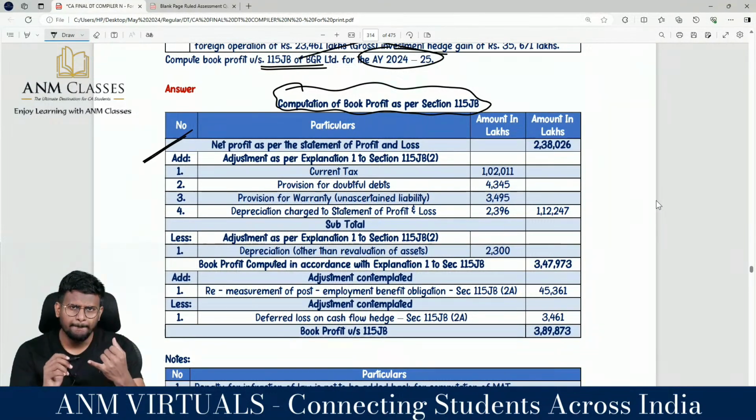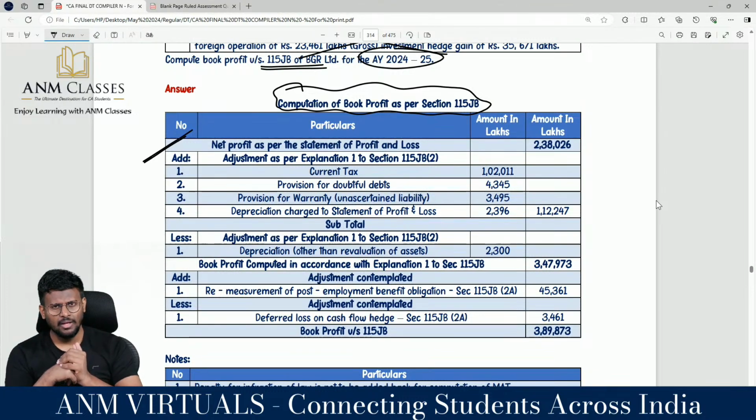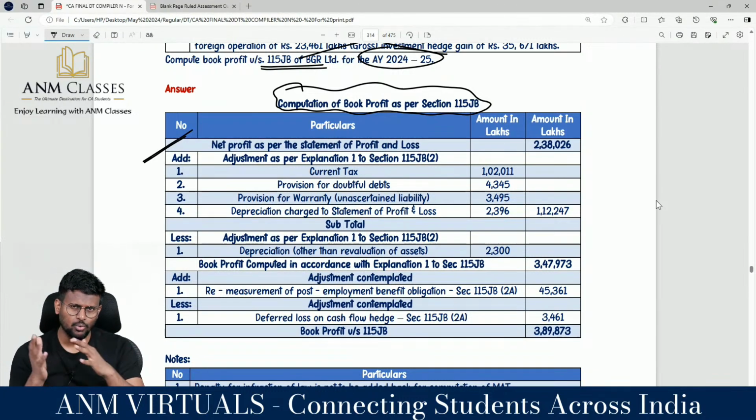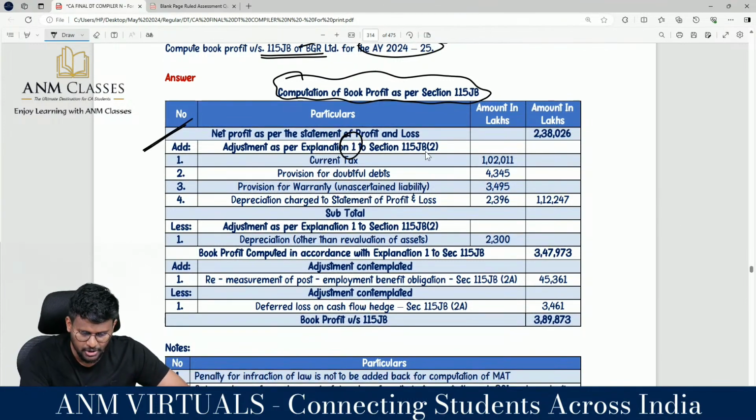Then come to the items that will not be reclassified to P&L. Then you have to take care of the demerger adjustment. It is a very rare adjustment because only in the year of demerger will that adjustment come. And 1/5 of the transition amount, fine. Adjustment as per Explanation 1 to 115JB subsection 2.